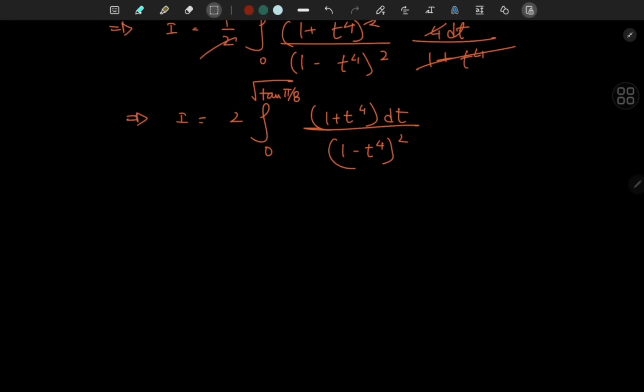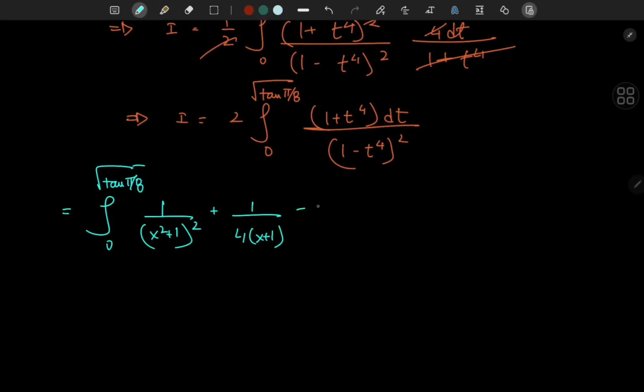So after multiplying by 2 and invoking that partial fraction decomposition, we now have an integral from 0 to root tangent pi/8 of quite a lot of stuff, I might add. Reciprocal of (x plus 1) squared. Okay, not half bad at all. 1/4 times (x plus 1). Okay, that's pretty cool. Minus 1/4 times (x minus 1). And you think, okay, we're getting a nice logarithmic structure here, aren't we? And then we have 1/4 times (x plus 1) squared, no wait, it's a plus sign, plus 1/4 (x minus 1) squared.